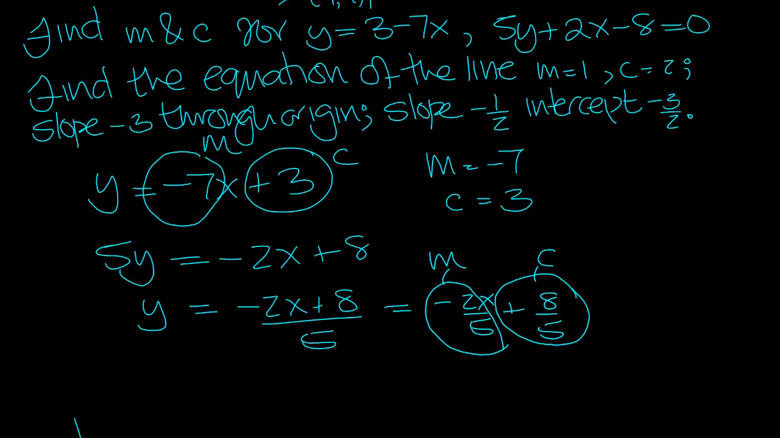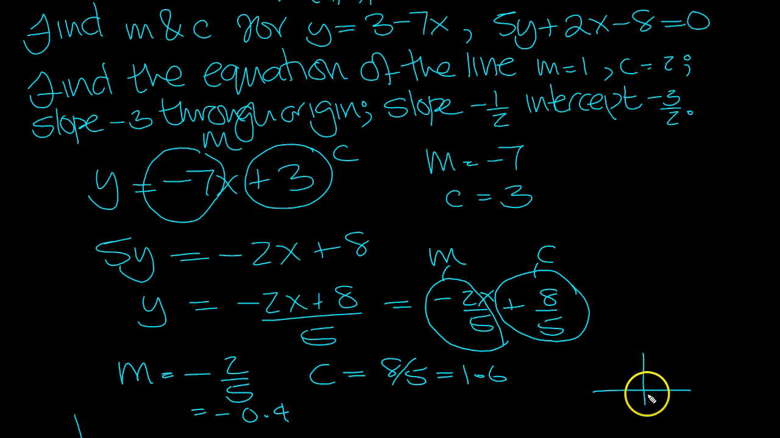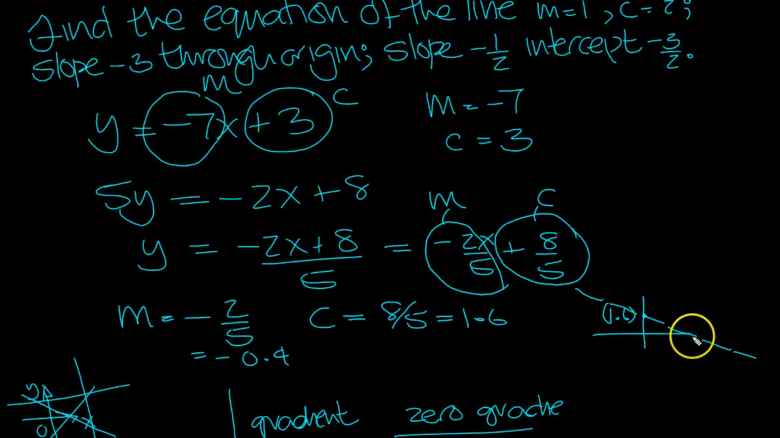So we can read off the gradient and intercept. The gradient is equal to minus, so it's a negative slope, but it's minus 2/5 or minus 0.4. So it's a shallow negative, and the intercept is 8/5, which is equal to 1.6. So if you were sketching it, for example, the intercept is 1.6. That's the height, and it's a shallow line going downwards, a negative slope, so it's going downhill, supposing you're facing in the forwards positive x direction.